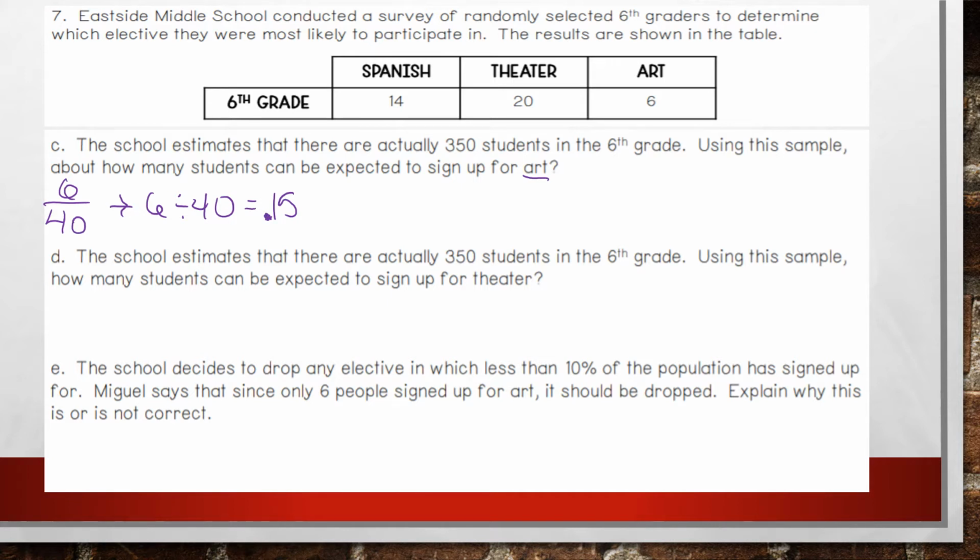And we said there's 350 students, so we're going to take that decimal of 0.15 and multiply it times the 350 students, and that would give me 52.5. Now, I can't have half of a student, so we're going to go ahead and round that up to 53. So it would be about 53 students.